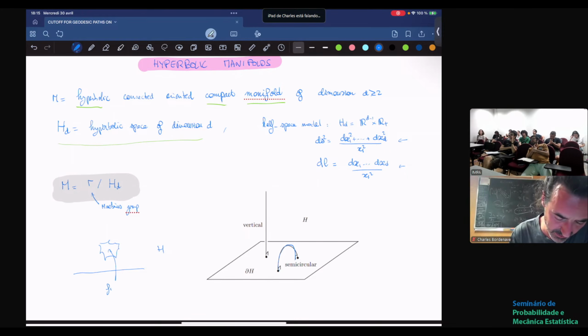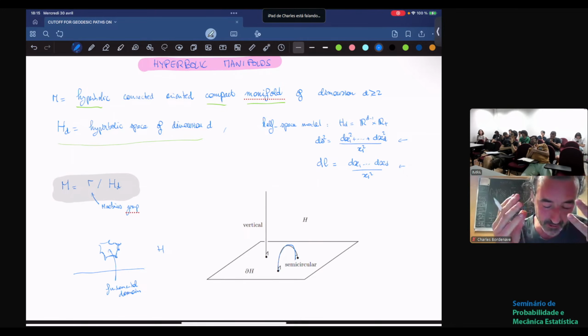Okay, so there will be a fundamental domain here, which I can identify, provided that I can glue together the boundaries of my fundamental domain in a proper way. I can identify my manifold as my fundamental domain glued along the sides, along the geodesic sides of my domain.